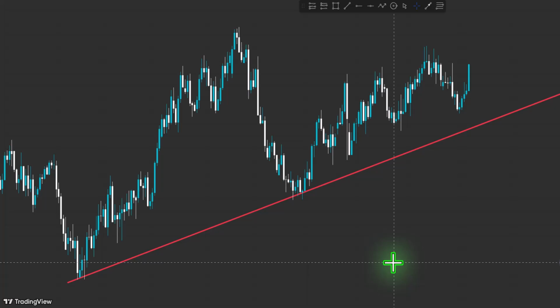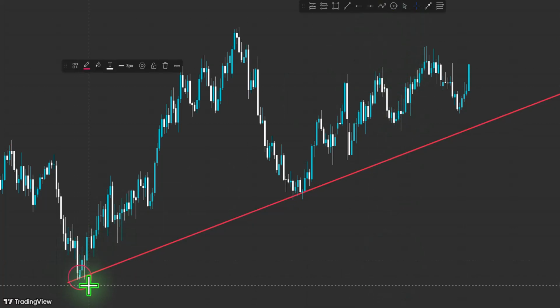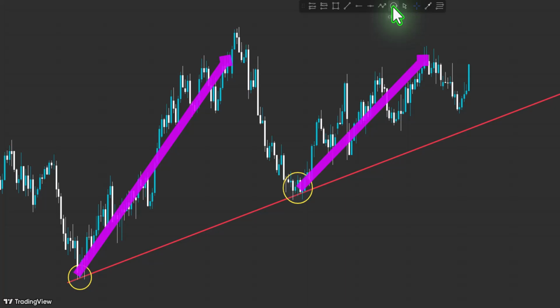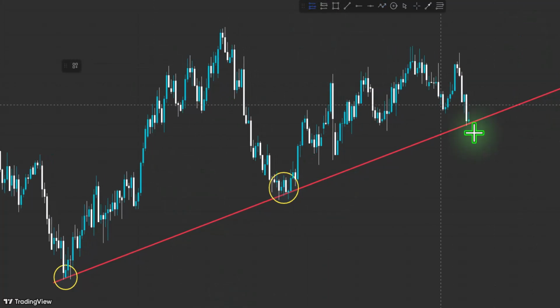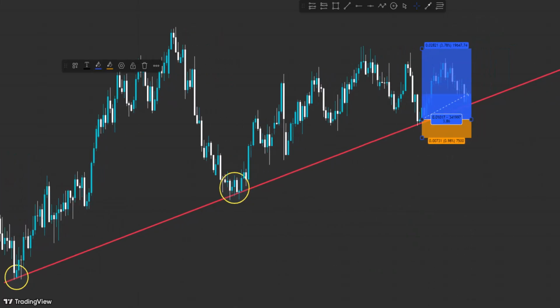Take a look at this chart. We've drawn a trend line by connecting the swing lows. Now notice something interesting. Every time the price touches the trend line, it bounces off. This tells us that if price comes back to the trend line in the future, there's a high probability it could bounce again. So what's the trade setup here? Simple. If price retraces back to the trend line, we could look for a buy opportunity to catch the next move up. But that's not all.